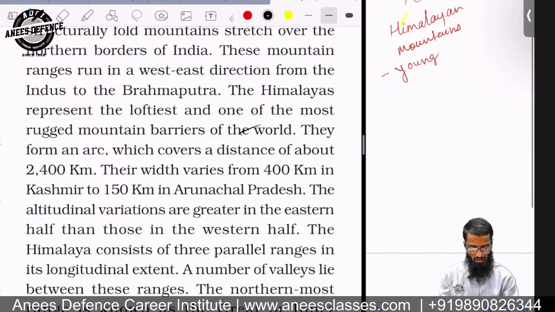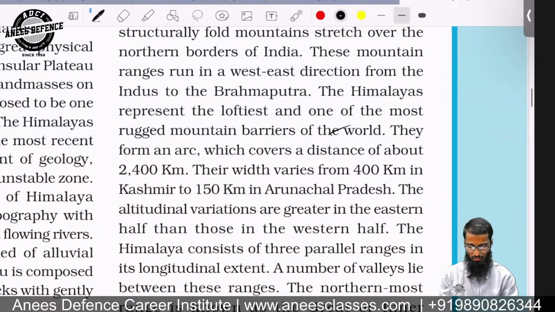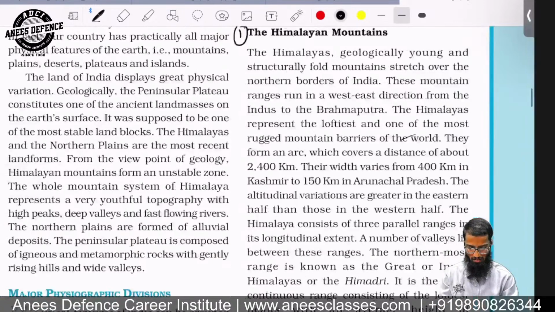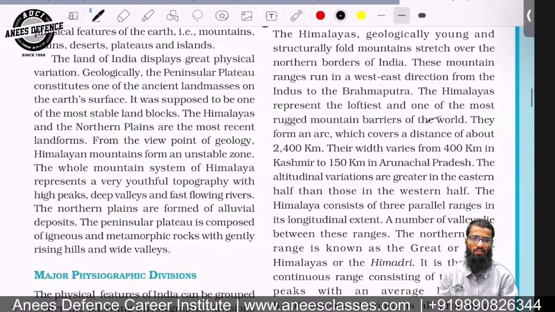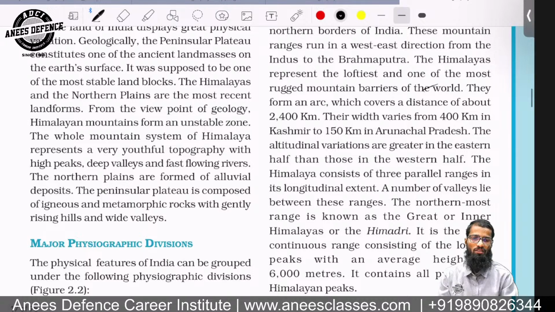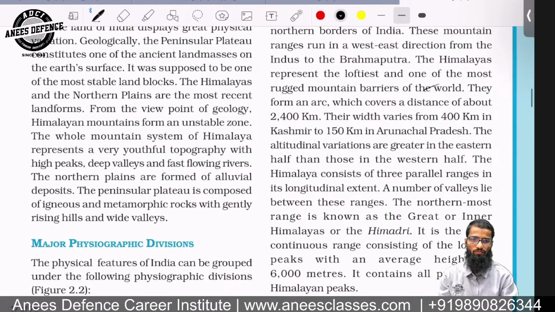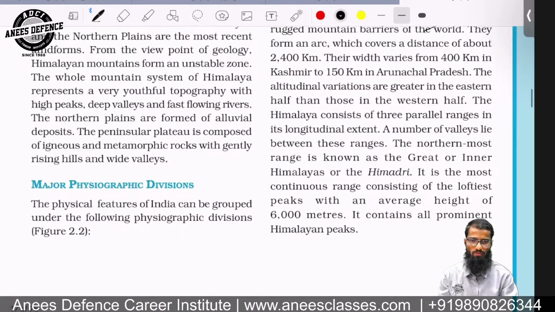Okay, if I may draw, I will not burden you with other things. So Himalayas represent the loftiest and one of the most rugged mountain barriers of the world. They form an arc which covers a distance of about 2,400 kilometers. Their width varies from 400 kilometers in Kashmir to 150 in Arunachal Pradesh. So they are wide in Kashmir and narrow in Arunachal Pradesh. The Himalayas consist of three parallel ranges. So we'll be studying that.